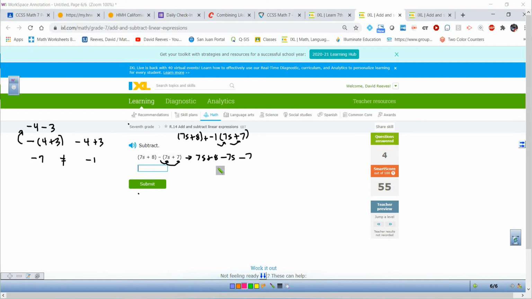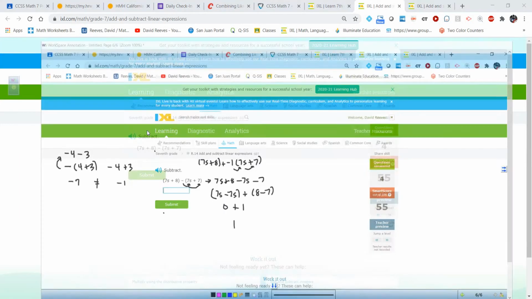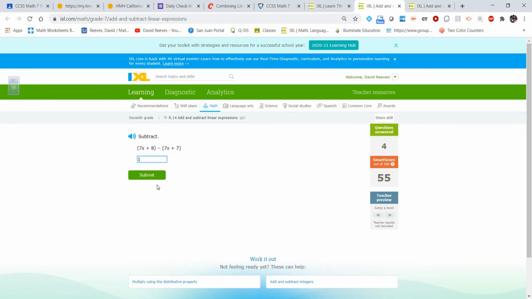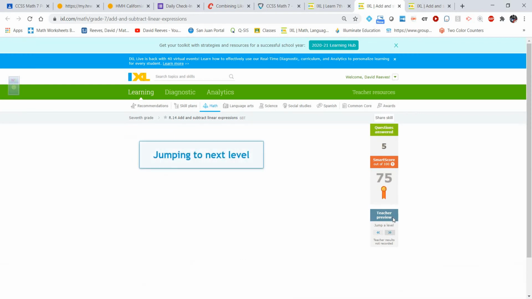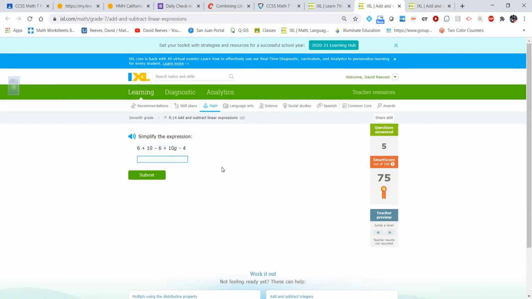And now we are ready to combine our like terms, right? So now, again, using the associative and the commutative properties, this is going to become 7s minus 7s, right? And then it's going to be plus, what, 8 minus 7, right? I'm grouping the like terms together. Well, 7s minus 7s is 0, and 8 minus 7 is 1. And, of course, that just turns out to be an answer of 1. Okay? So when you have those subtraction outside the parentheses, it does get a little bit tricky.